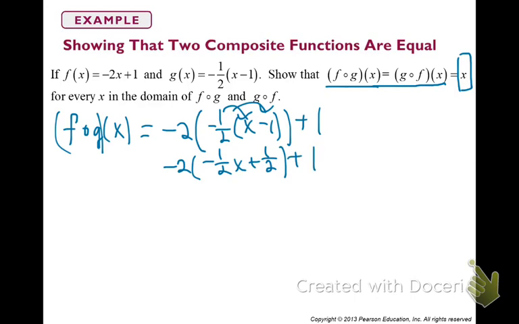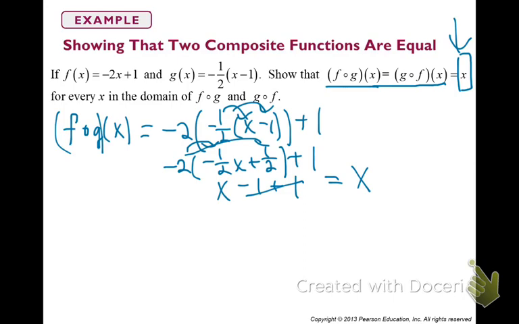Okay, now, what can we do with the negative 2? Distribute it. So the negative 2 times the negative 1/2 is 1, so it'll be 1x. And the negative 2 times the positive 1/2 is negative 1. And then we still have our plus 1 out here. Now, combine your like terms. Did we get it? We did, because negative 1 plus 1 cancels out, and we get x. So look at that. It worked.